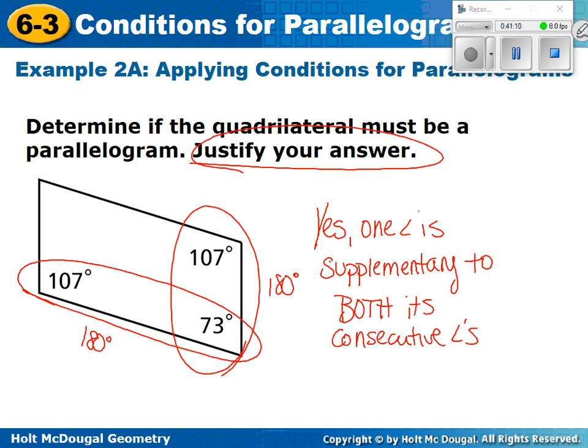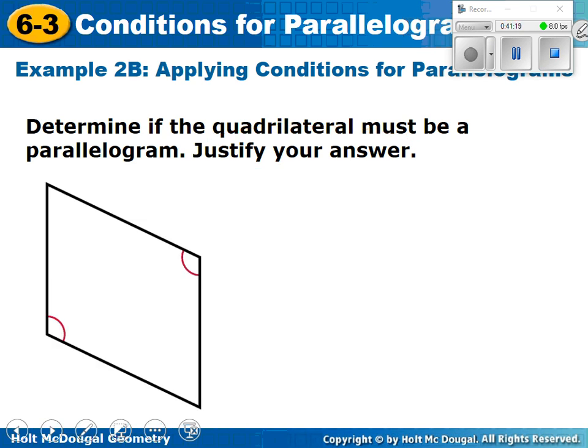All right, look at the last one. You and your partner decide whether or not you think it's a parallelogram, and if so, which property? If not, why not? So last example here.